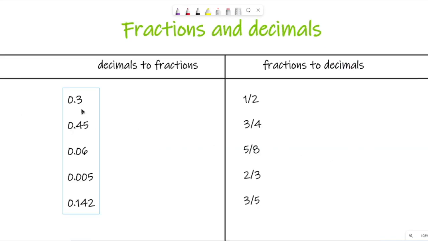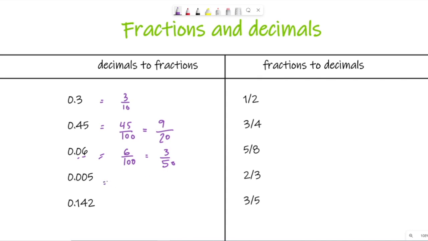So here we have 0.3, as we know the place value. The first one is tenths, so it's just 3 tenths, and we can't simplify it anymore. Next, 4 tenths and 5 hundredths, or we can call it 45 hundredths. You can simplify it by the table of 5. 5 times 9 is 45, 5 times 20 is 100. This one is 6 hundredths, again because tenths and hundredths. Simplified by 2, so 3 over 50.